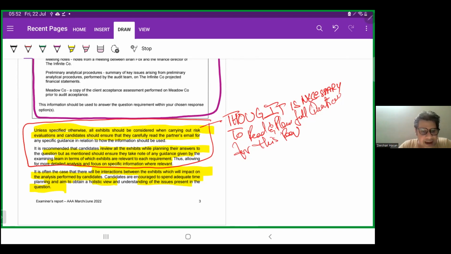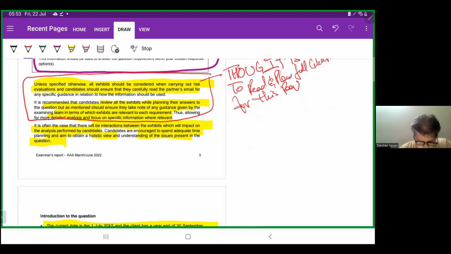Now it is recommended that candidates review all exhibits while planning their answers. The examiner is also saying that when planning their answers to the question, as mentioned, candidates should ensure they take note of any guidance given by the examining team in terms of which exhibits are relevant to each requirement, thus allowing for more detailed analysis and focus on specific information where relevant. Now, it is often the case that there will be interactions between the exhibits which will impact on the analysis performed by the candidates. See, the examiner is saying this. Candidates are encouraged to spend adequate time planning and aim to obtain a holistic view and understanding of the issues present in the question.